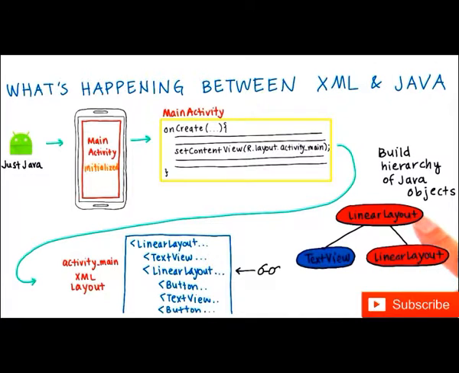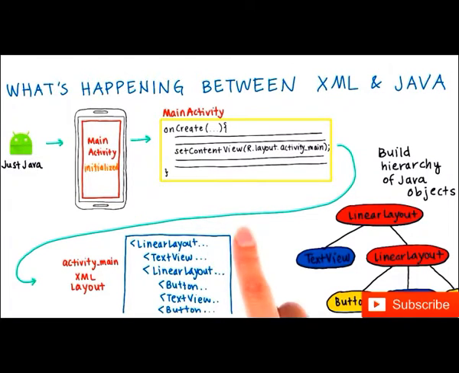That gets added as a child to this root linear layout. Then we see a button element, so we add that as a child to the linear layout. So we continue down the file until we've inflated all the views that we need for our view hierarchy. Once we have this view hierarchy of Java objects, then we can manipulate them and change them while the app is running.